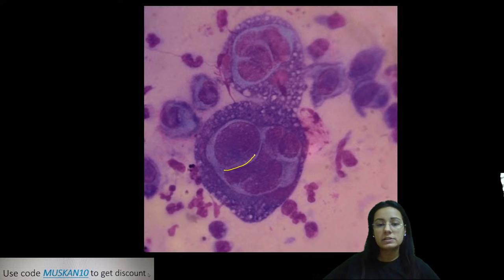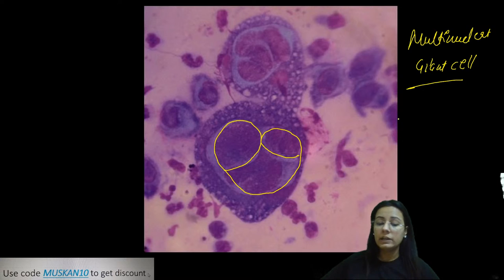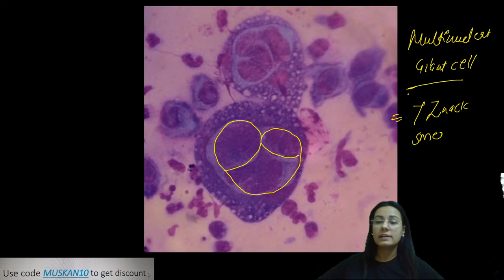This is what this is. Kya hai ye? Ye hai multinucleate giant cell. Theek hai? That is the multinucleate giant cell, and it is a Tzanck smear. Okay? It is a Tzanck smear.